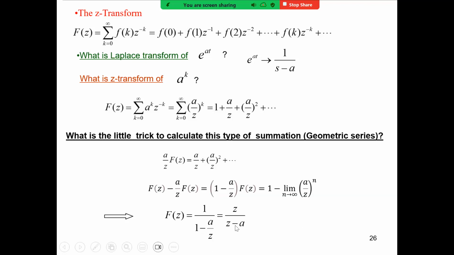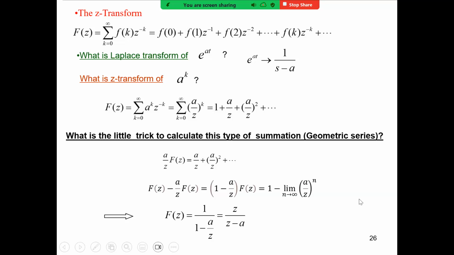The interesting thing is, if you compare those two, here e to the at gives 1 over s minus a. Here a to the power of k gives 1 over z minus a, but there is an additional term: there is a z in the numerator. Any questions? Okay.